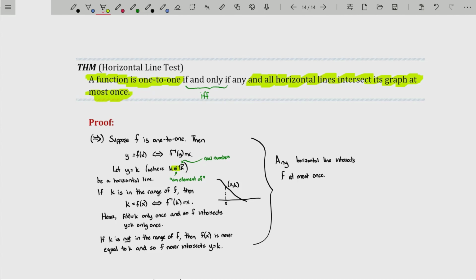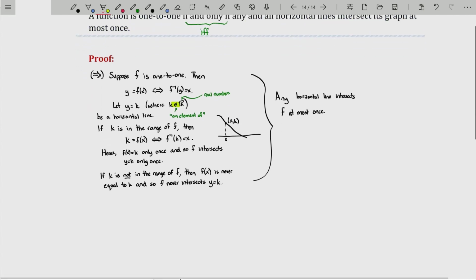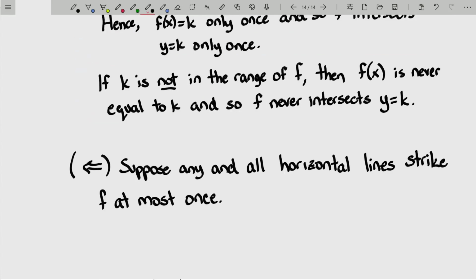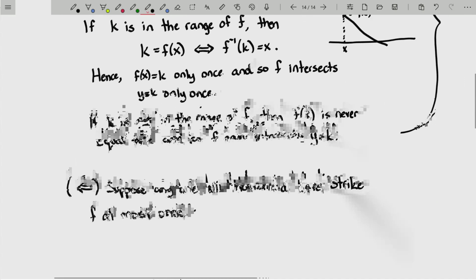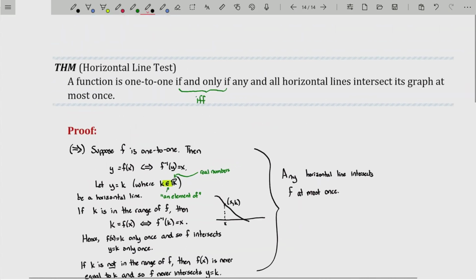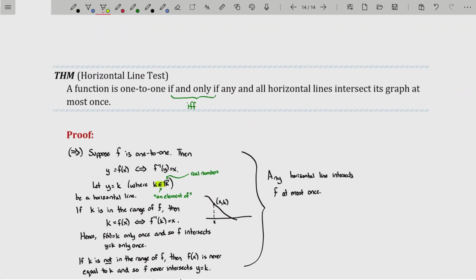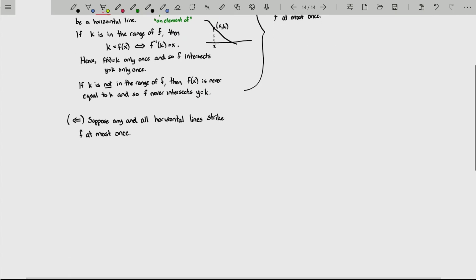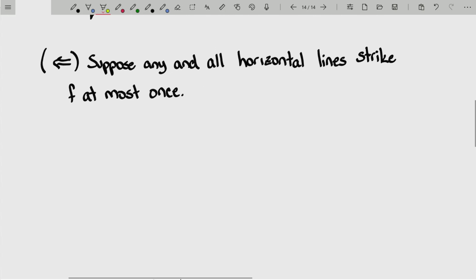Now let's suppose the other way around. So let me erase my highlighting here, and we're going to suppose the other way around just to finish out the proof. So we're going to go ahead and suppose that any and all horizontal lines strike f at most once. So let me bring you back up to the theorem. Now we're working on this. Suppose all this is true, and we're going to work our way backwards and hope that we can arrive at the fact that f must be 1 to 1. Let's go ahead and do this.